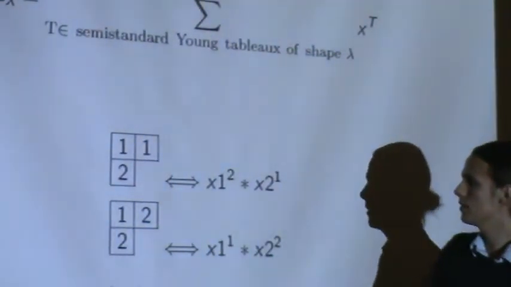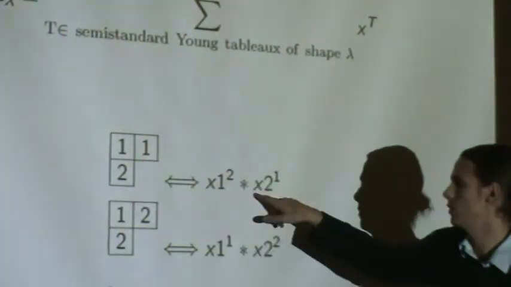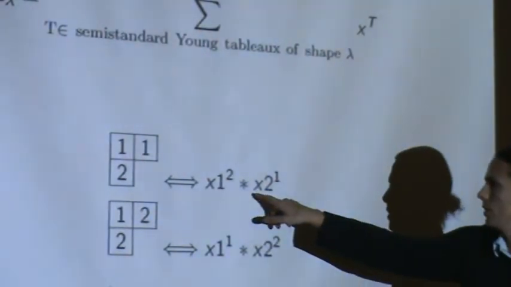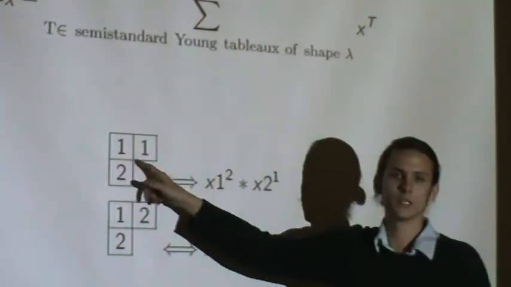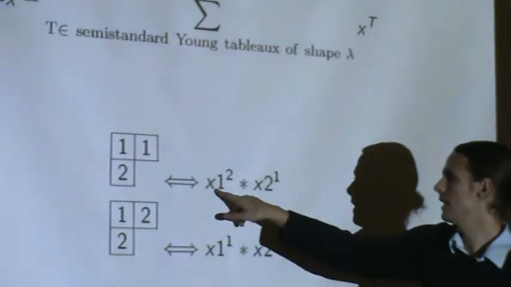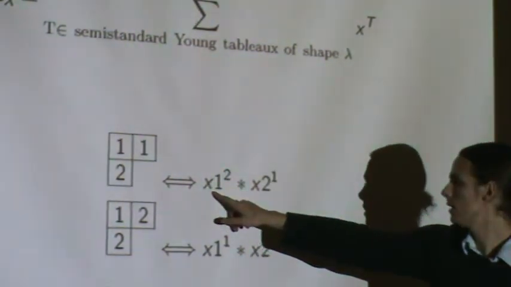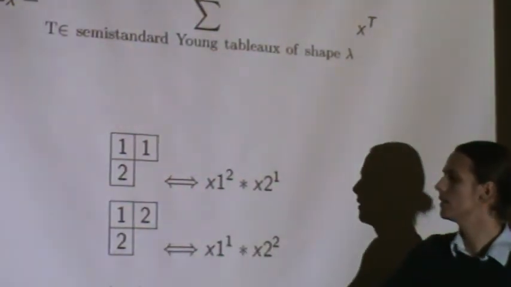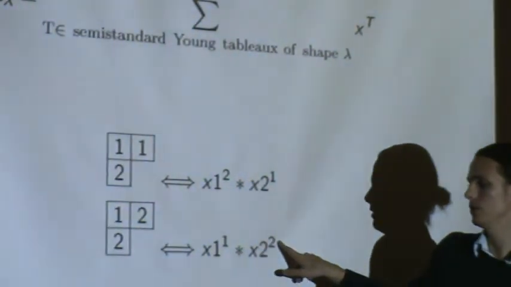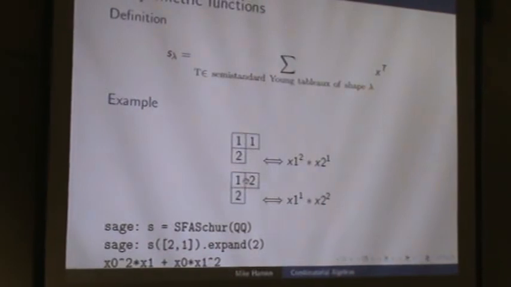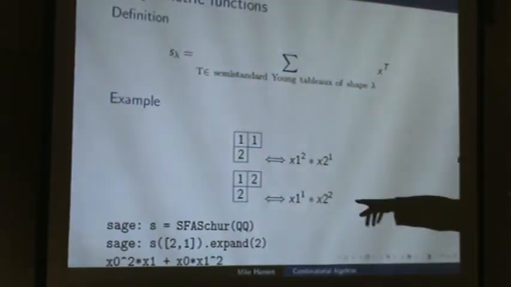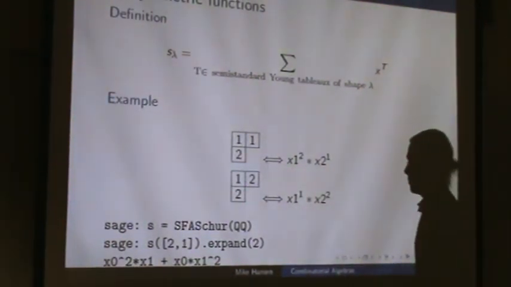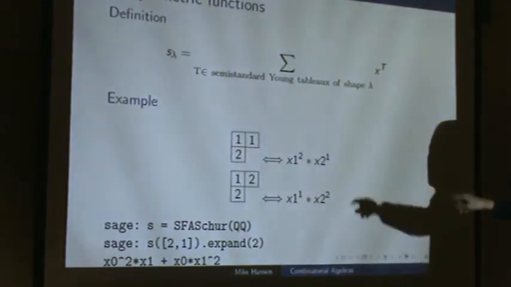And so how to go from a semi-standard tableau to a monomial, what you do is you look how many 1s are there in that tableau, and that's the exponent on x sub 1. And then how many 2s. If we do this, there's 1, 1, and there are 2 2s. And so you can get these Schubert functions in Sage by using the SFA Schubert command. And if we expand it on 2 variables, then you get what I showed above.